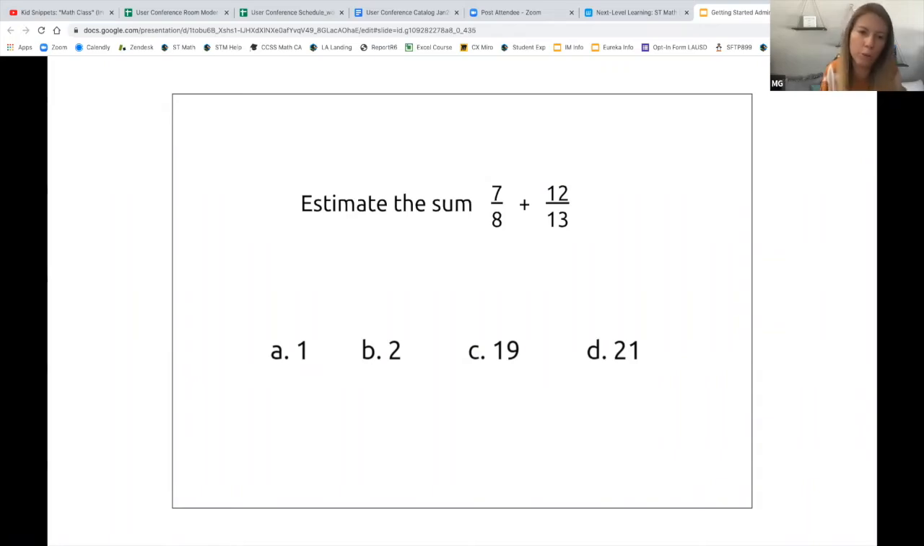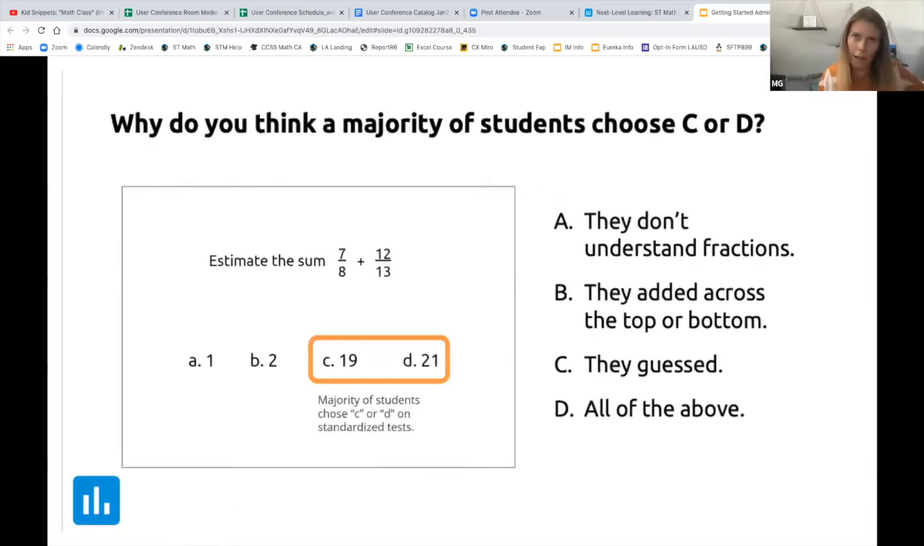C or D. So let me ask you a question now. You're telling me you're C or D, and we know, though, that that's not the answer. So my question is, why would the majority of students choose C or D?